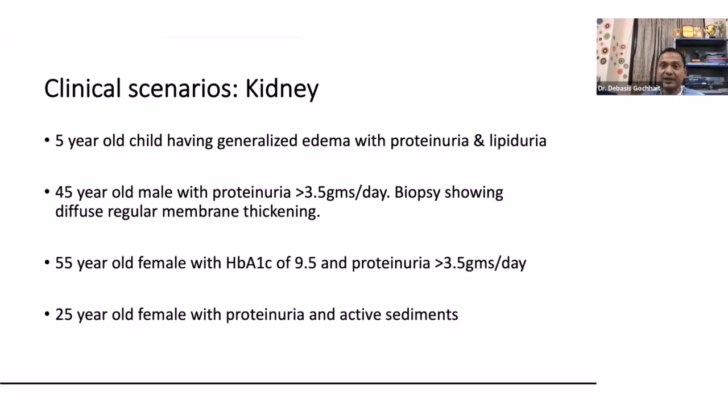Now, a young female. Suppose I give you a little additional history. I may tell you malar rash, discoid rash, she has serositis, she has pleural effusion, she has arthritis. What is she likely to suffer from? She is likely to be suffering from lupus nephritis. SLE is very common in young females.